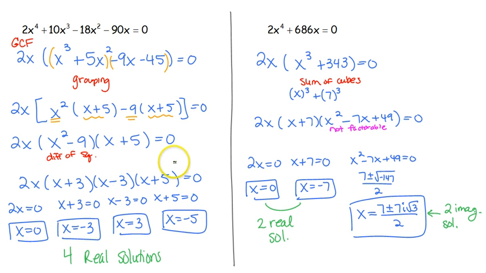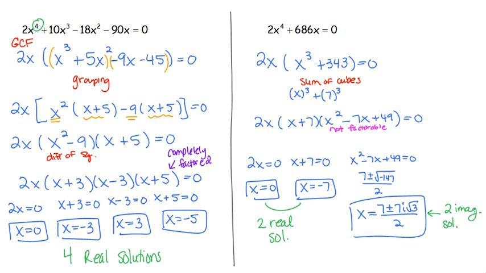So this would be our step that is completely factored, and you want to make sure that you are completely factored each time. So we've got 2x times x plus 3 times x minus 3 times x plus 5. Because it's set equal to 0, we use ZPP, and we set each of our pieces equal to 0, and we solve to find our 4 solutions, which matches our 4th degree polynomial.